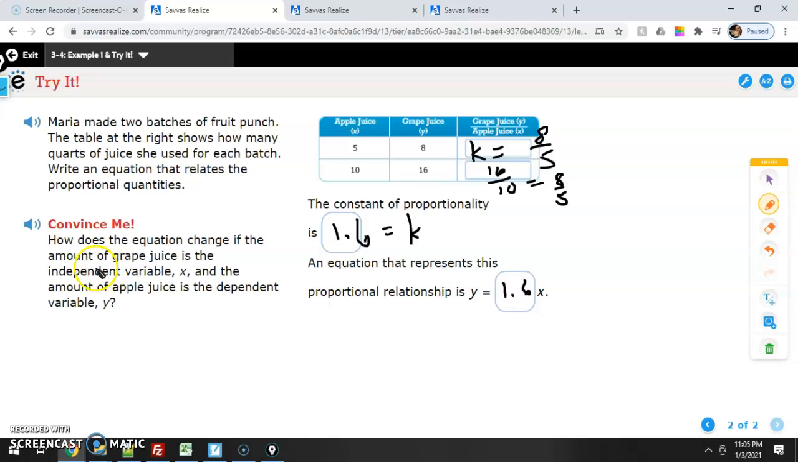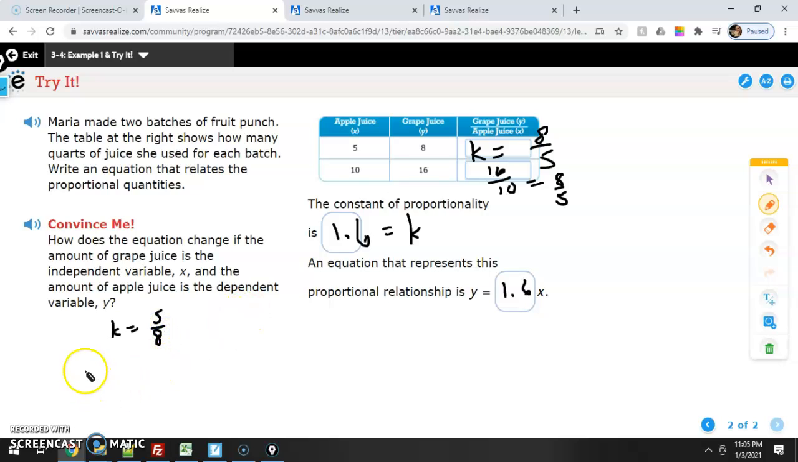Here's a little convince me question. How does the equation change if we switch grape juice and apple juice, essentially, okay? So it really doesn't matter which one is x and which one is y here. So in this situation, you could switch grape juice and apple juice up. And how would it change? Well, the k value would change, okay? K, instead of being 8 over 5, would now be 5 over 8, okay?